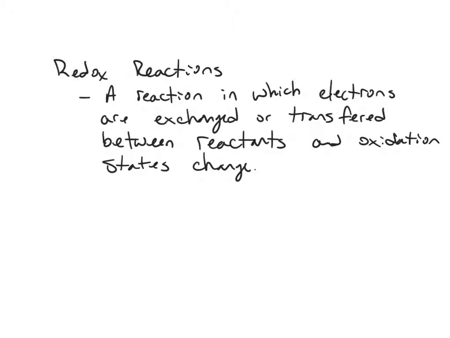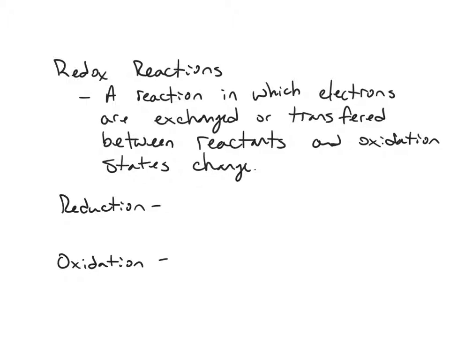Hey everybody, this video lesson is going to cover balancing redox reactions. A redox reaction is one in which electrons are exchanged between the reactants of the reaction, and oxidation states as a result change for those substances. The term redox comes from the two words reduction and oxidation.